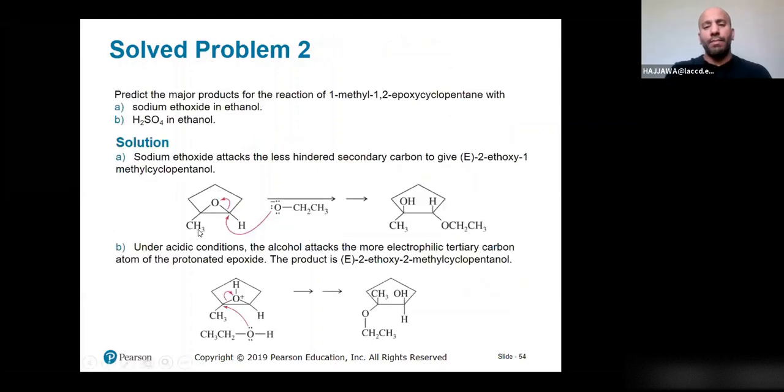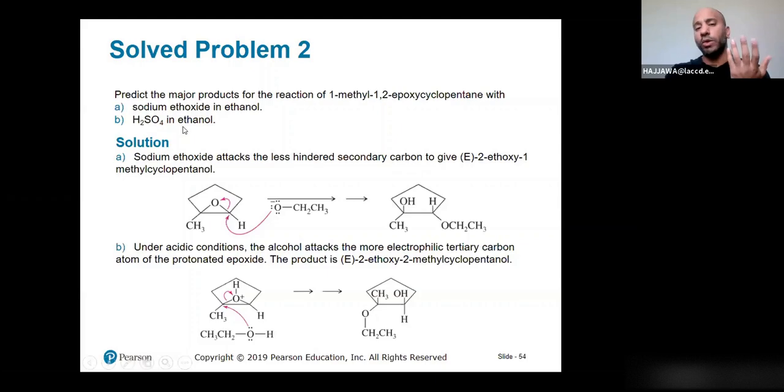Here is a question asking basically what would the product be if you react this structure with sodium ethoxide and ethanol versus sulfuric acid and ethanol? Well, similar to what we discussed in the previous slide, we have an ethoxide, base catalyzed. It's going to pick the carbon that is less substituted. So it's going to give you basically the OCH2CH3 on this end, and this becomes the OH as you see here. And of course, it's going to be the trans, because the nucleophile is going to attack from the opposite side of the epoxy face.